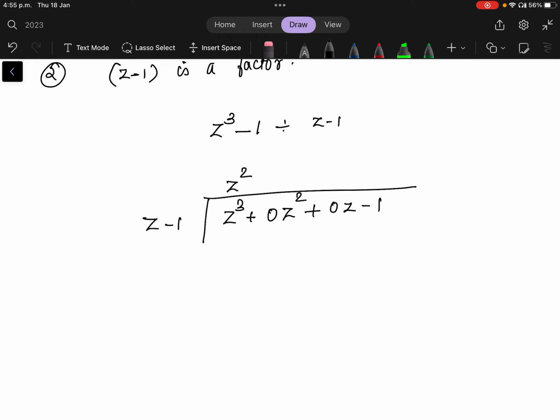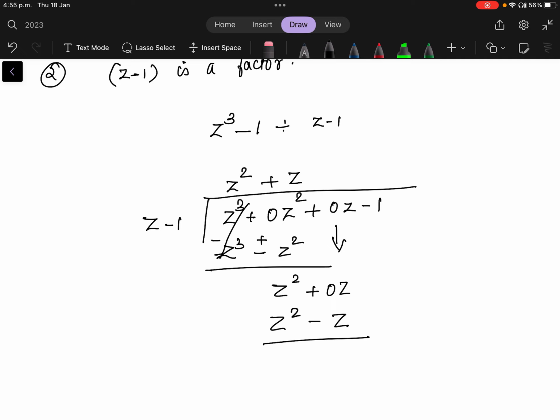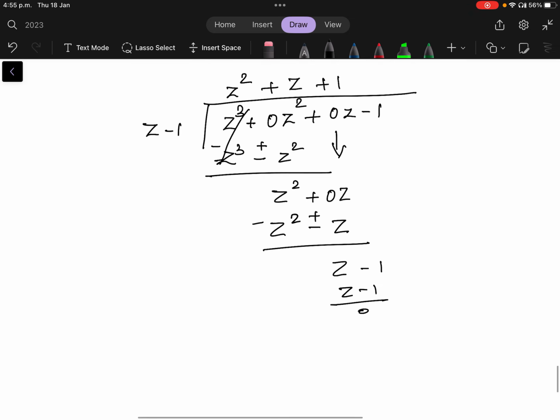Okay. Now here you use long division, just like our algebraic long division. So it is z cube minus z square, and then the sign will change, so this will get cancelled. So it is 0 z square, then you bring this down, so 0 z, then plus z, which is z square minus z, and then you change the sign, so again it is z minus 1, then plus 1, which is z minus 1, 0. So then what you will get is z square plus z plus 1 is a factor, and there's no remainder.